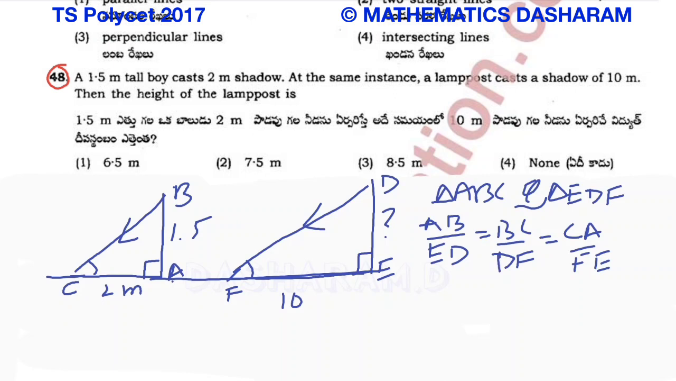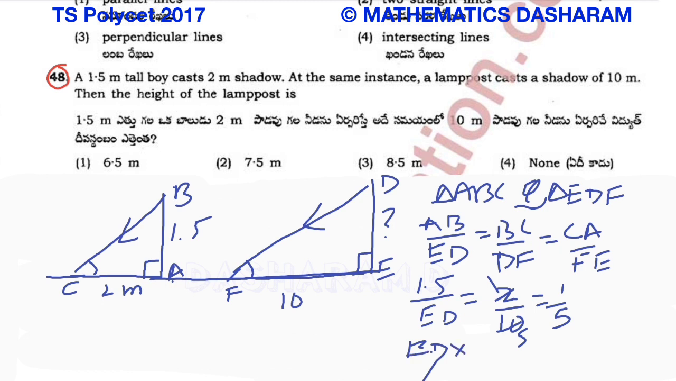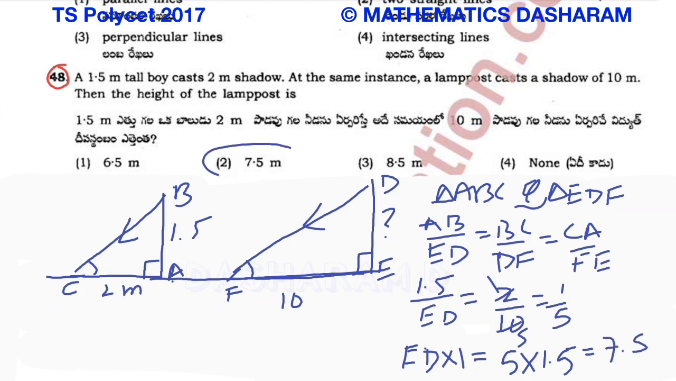Now substitute the values in this. AB value 1.5 and ED value required, BC value not given, DF value also not given, CA value 2 and FE value 10. Here 2 ones are 2, 2 fives are 10, so it is equal to 1.5 over ED. Now do cross multiplication. ED into 1 equals 5 into 1.5. So 5 into 1.5 is 7.5. So here option 2 is correct.